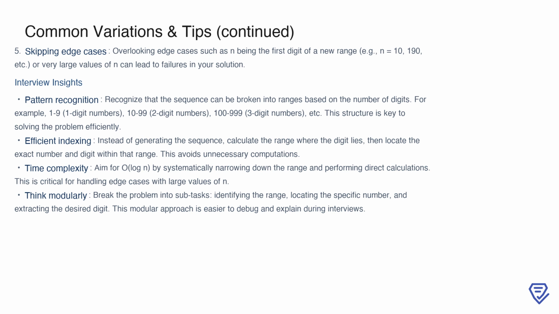You should also focus on achieving a logarithmic time complexity, ideally O(log n), by systematically narrowing down the range and using arithmetic calculations. Lastly, adopting a modular approach, breaking the task into smaller, manageable steps like locating the range, identifying the number, and extracting the digit, makes the solution easier to implement, debug, and explain during interviews.